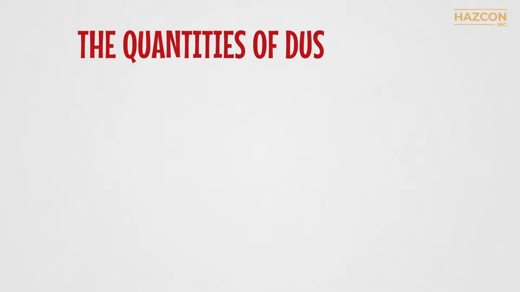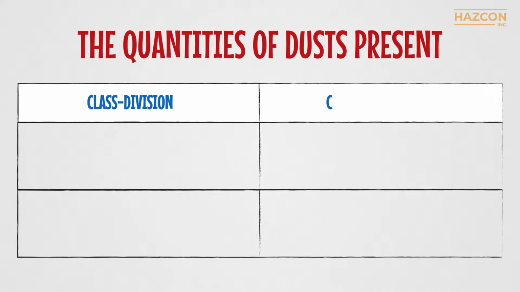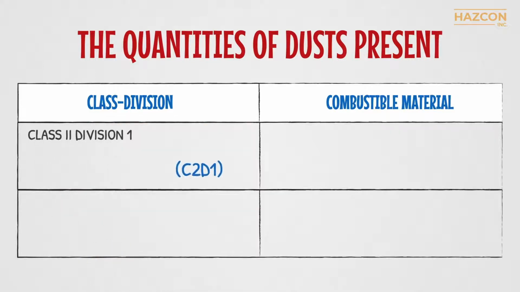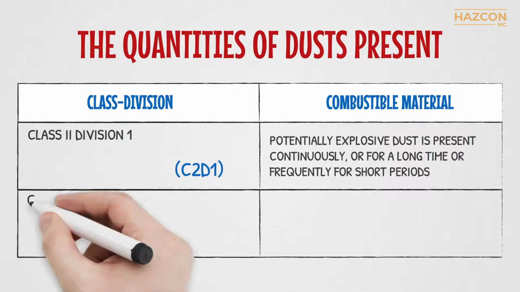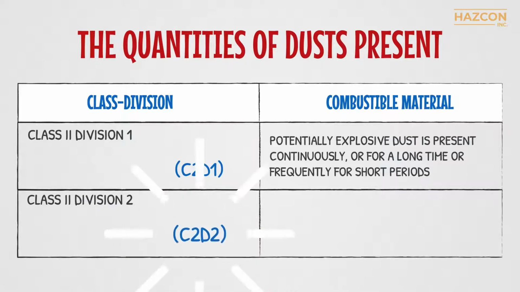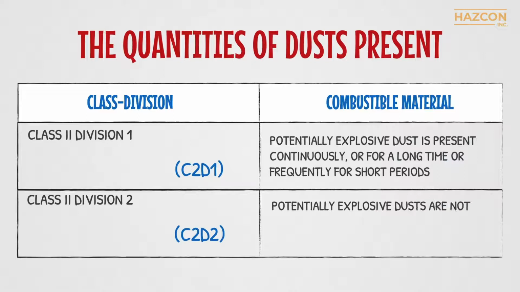The quantities of dusts present, and the conditions in which they are present, combine to determine the division of a given location. Class 2 Division 1, known as C2D1, is a location in which combustible and explosive dusts are present in the air under normal operating conditions in quantities sufficient to produce explosive or ignitable mixtures. Class 2, Division 2, known as C2D2, is a place in which an explosive atmosphere, in the form of a cloud of combustible dust in air, is not likely to occur in normal operation but, if it does occur, will persist for a short period only.